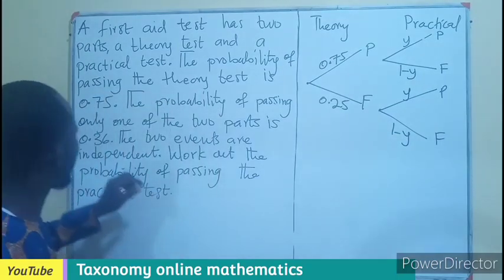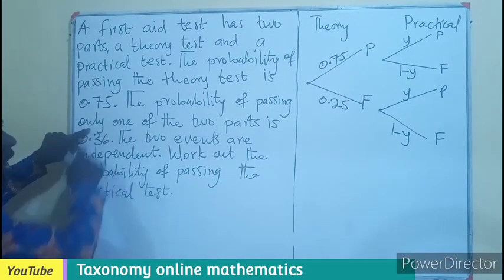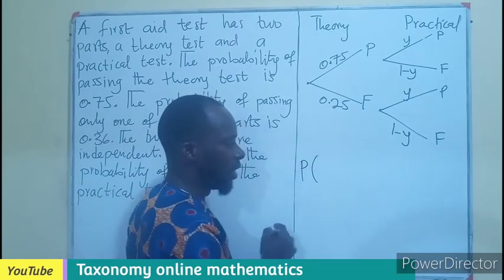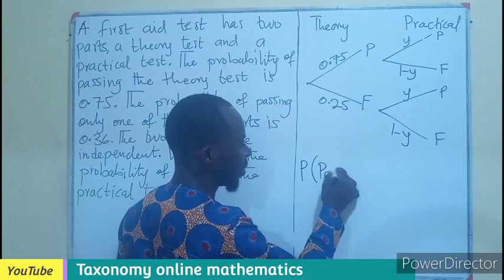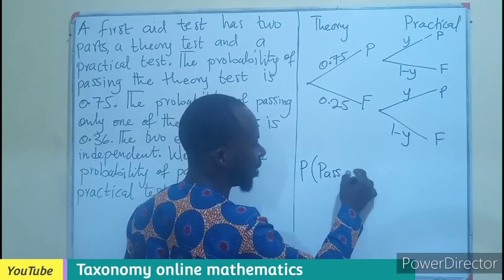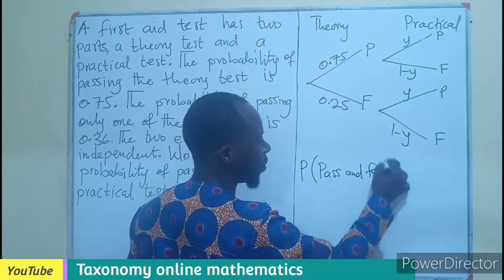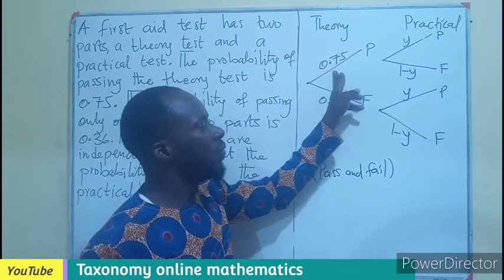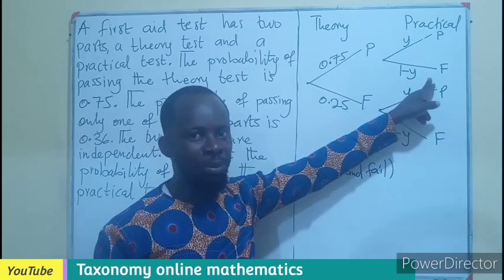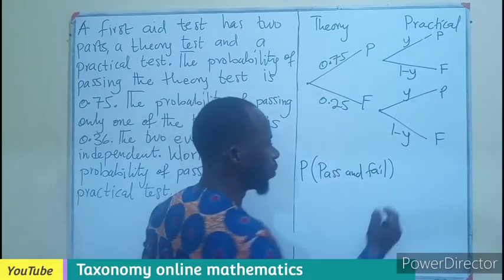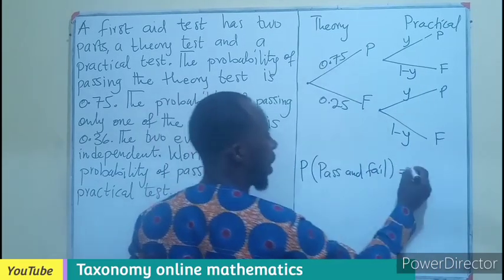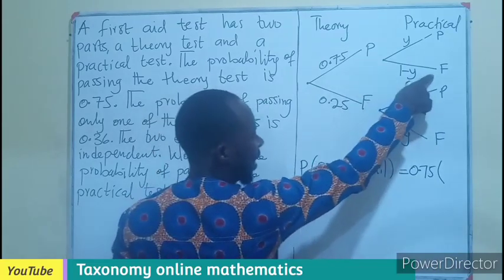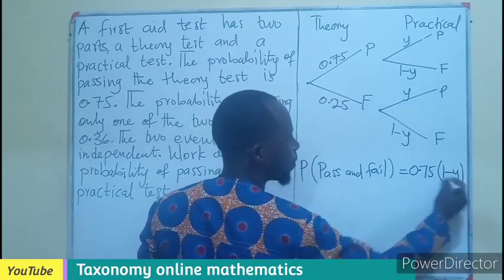But we have been told the probability of passing only one. So if we are going to find the probability of passing only one, meaning you pass the first one, which is this, and fail the second one. Don't forget, and in probability calls for multiplication. So we are going to multiply passing the first one, 0.75, times failing the second one, which is 1 minus y.